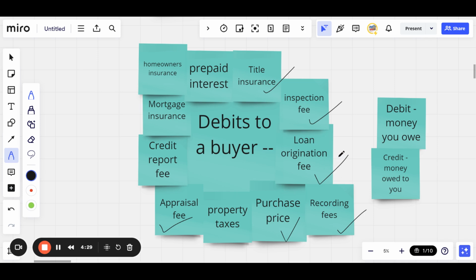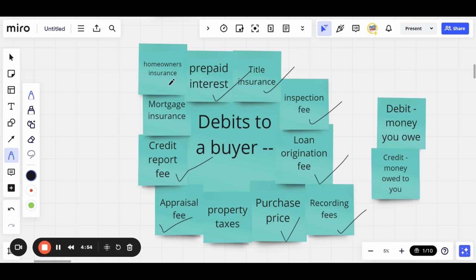The buyer is going to owe that. So these are basically fees that are incurred through the process of purchasing a home. Credit report fee, if your lender's charging that, which some do, some don't. Prepaid interest, if your lender's requiring any kind of prepaid interest to be put into escrow, that is going to be something that would be owed.